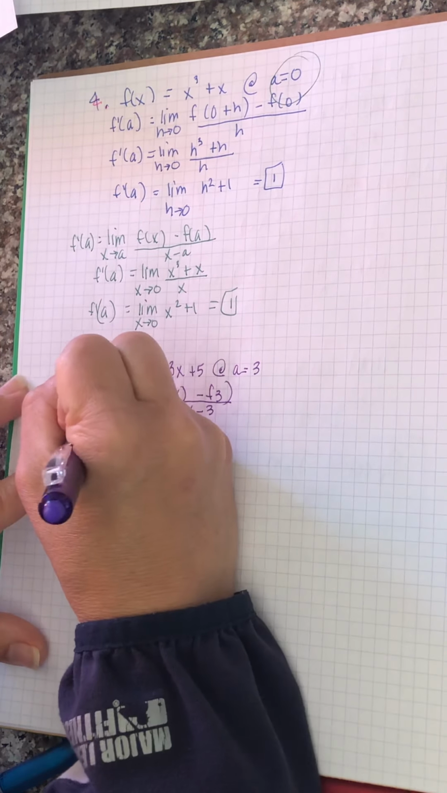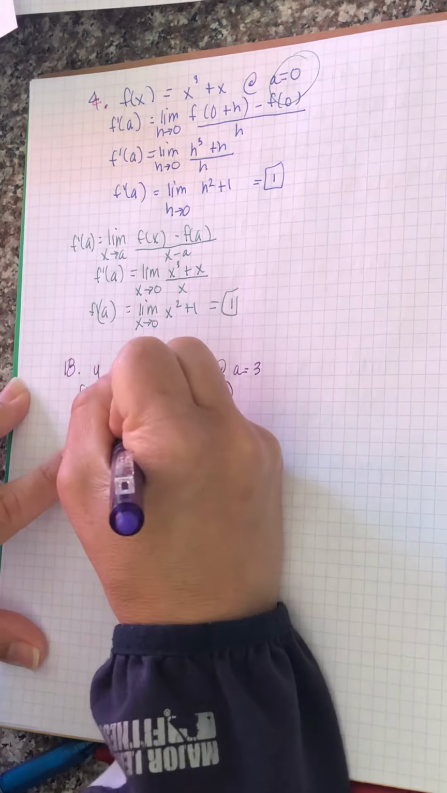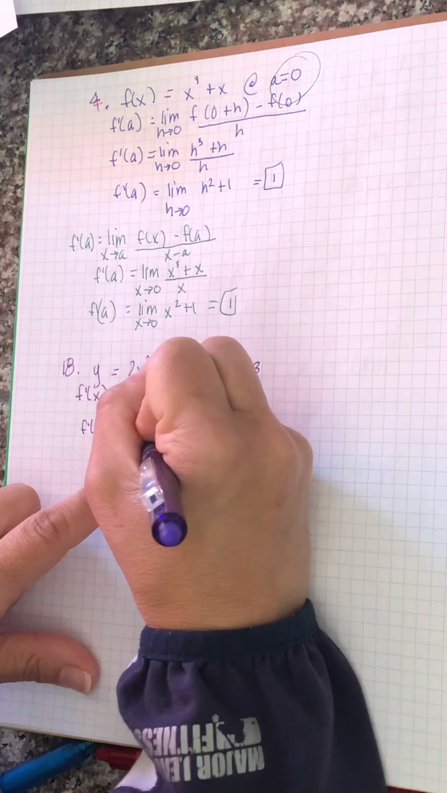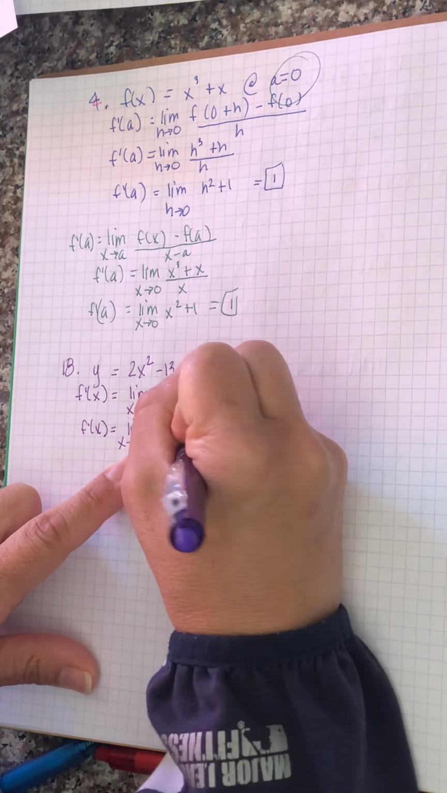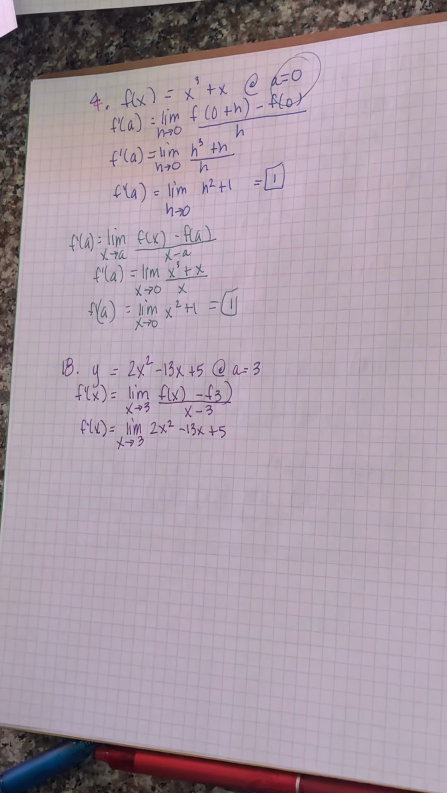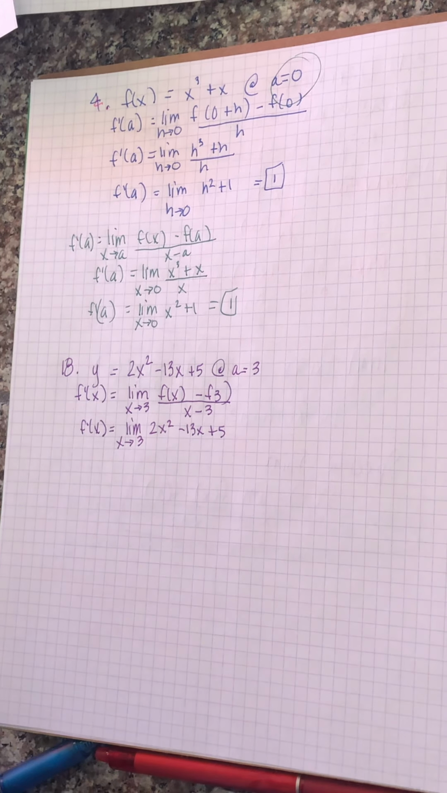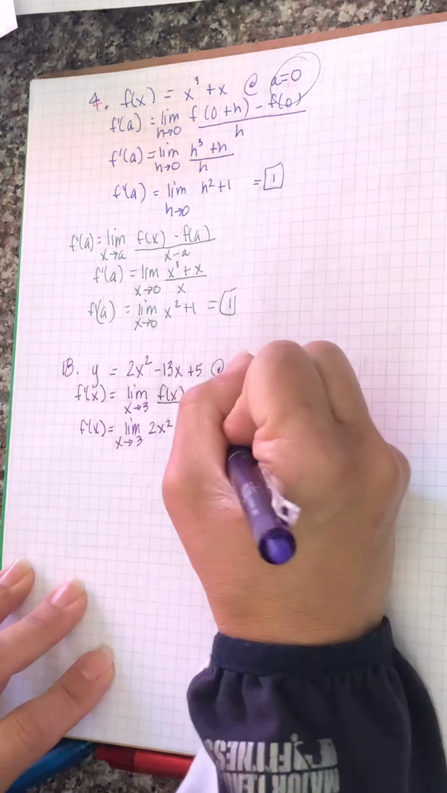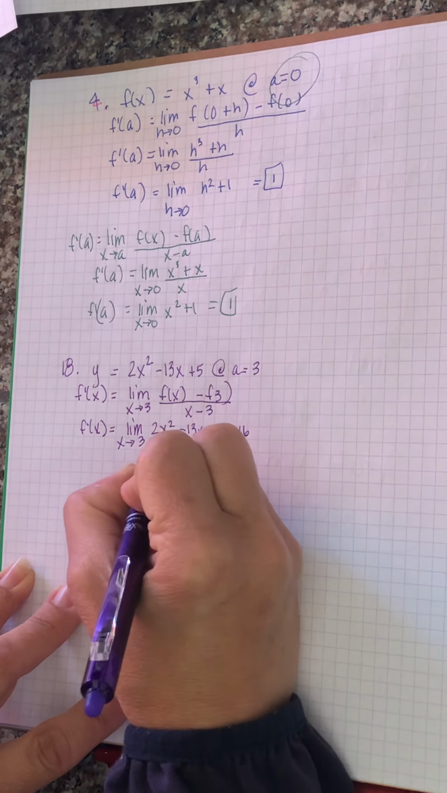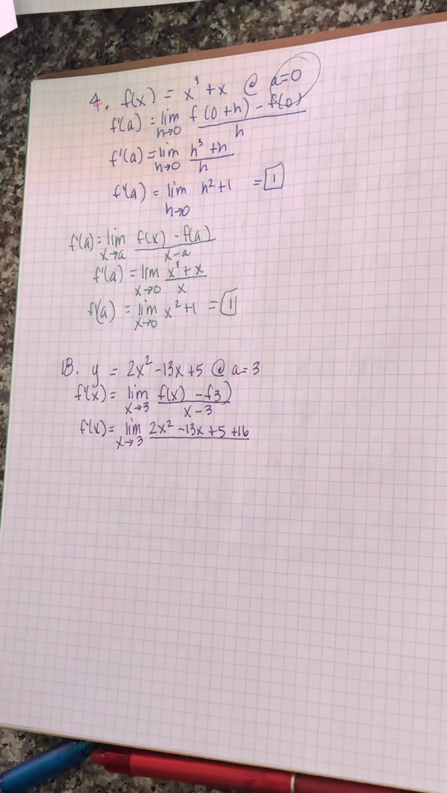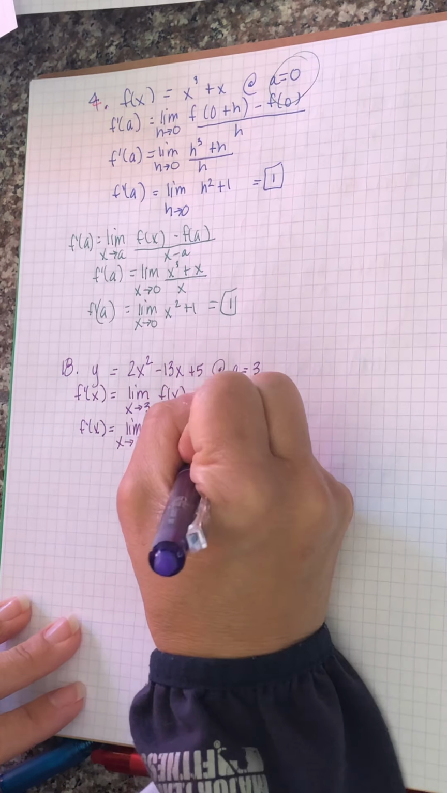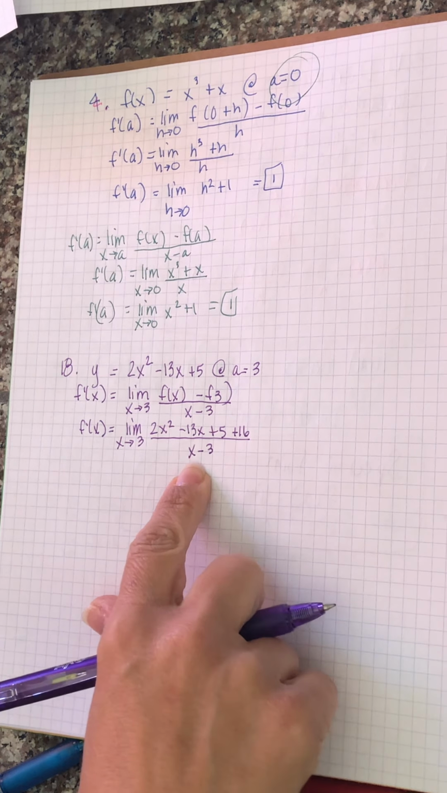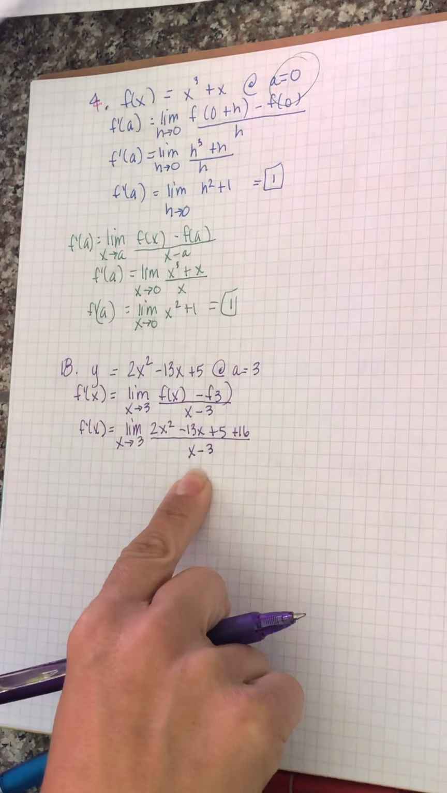So here we go. F prime of x is equal to the limit as x approaches 3. The f of x is 2x squared minus 13x plus 5. The f of 3, I believe, is negative 16, so this becomes plus 16, I'm pretty sure. And this is over x minus 3. The x minus 3 has to reduce out, because if you plug in 3, you get 0, and that's not going to help me.